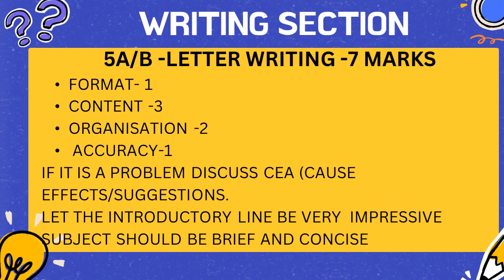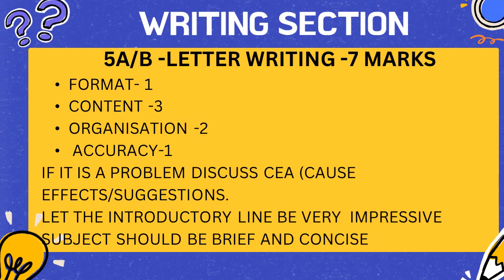Now the next one, 5A or B, is regarding letter writing, which is for 7 marks. So how is it being evaluated? The format is very important. So any one item missing, you will lose half a mark. So format is for 1 mark, content is for 3 marks, organization is for 2 marks, and accuracy is for 1 mark. I have just given you one small clue here.